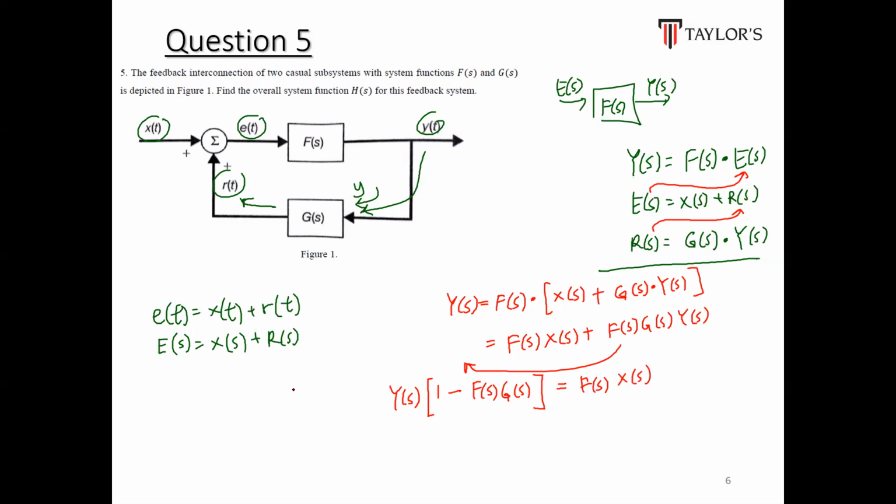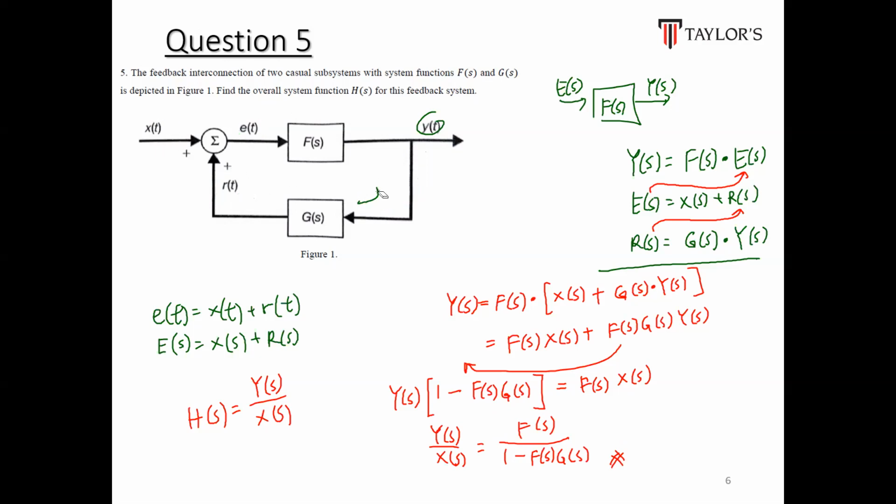So now the transfer function Hs is defined as output Ys divided by input Xs. So I want to find out what is Ys divided by Xs. You just pull Xs to the left side and pull whatever is non-Ys to the other side. You get Fs divided by 1 minus Fs Gs. So that's the final answer. The transfer function is just Fs divided by 1 minus Fs Gs for this case.